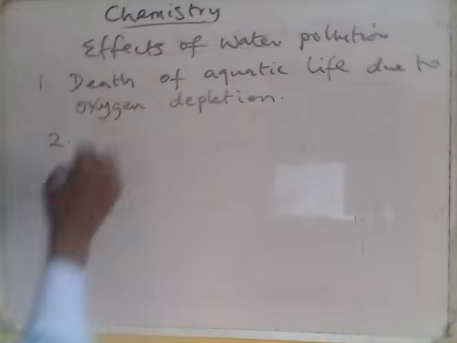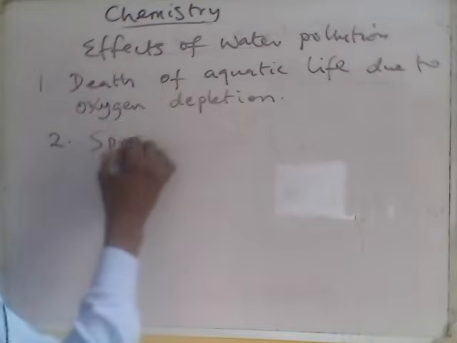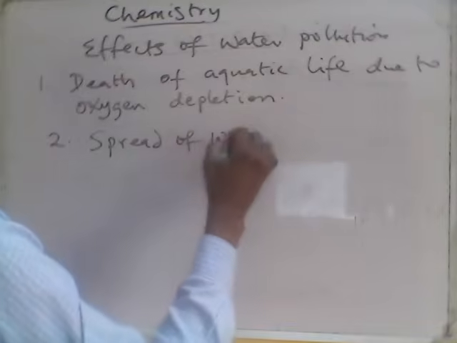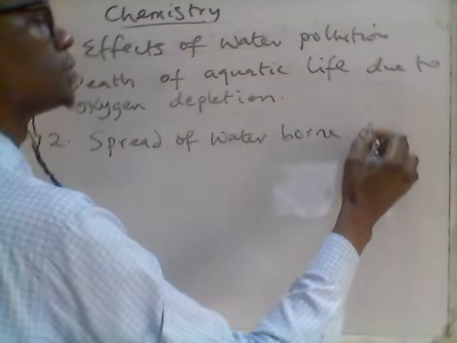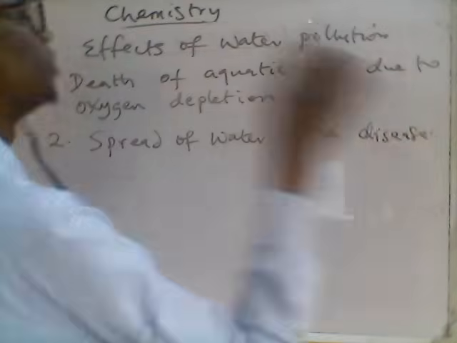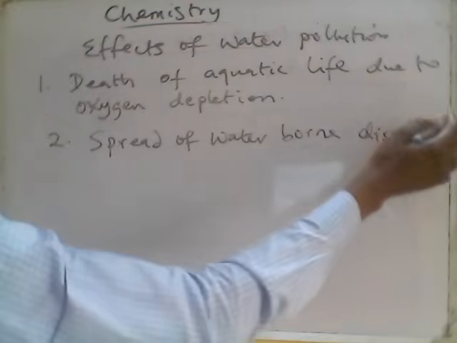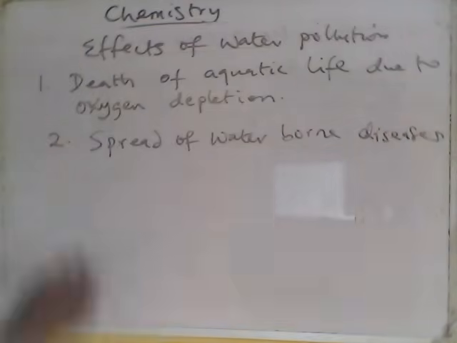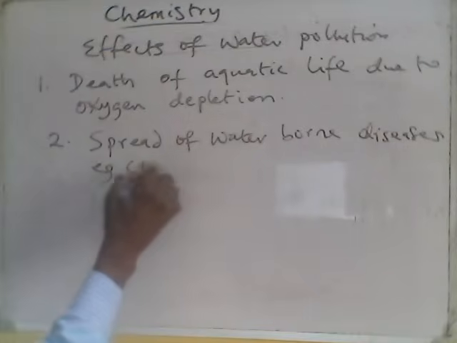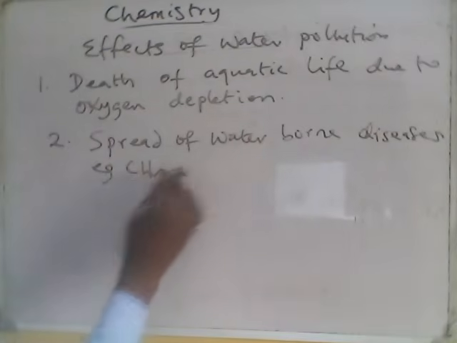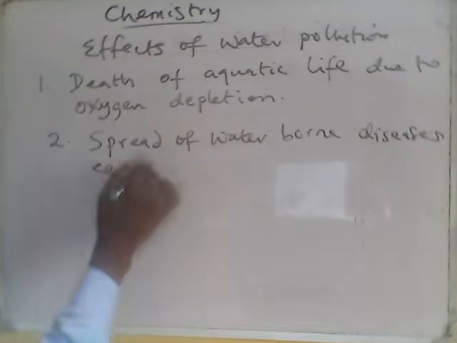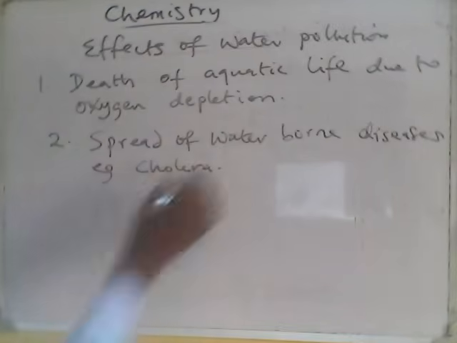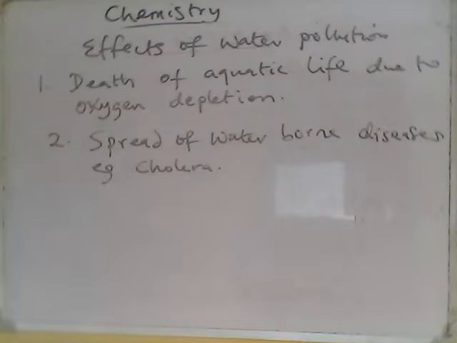So spread of waterborne diseases. Spread of waterborne diseases. This is another effect. Okay, like what is the example? Cholera. Cholera is a type of waterborne disease. Cholera. Okay, and another effect is bioaccumulation of toxins in food chain.